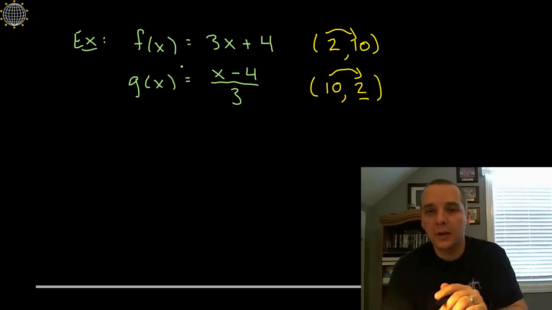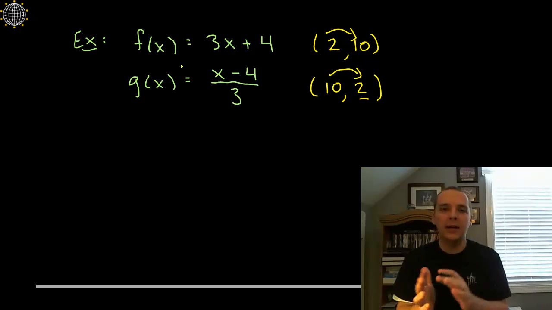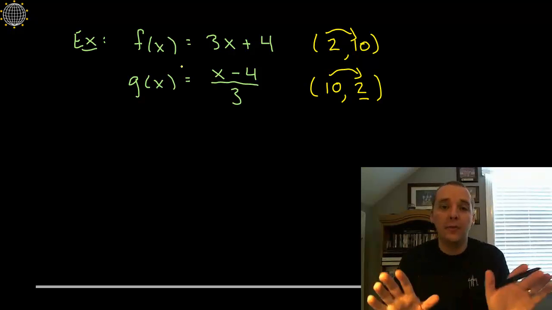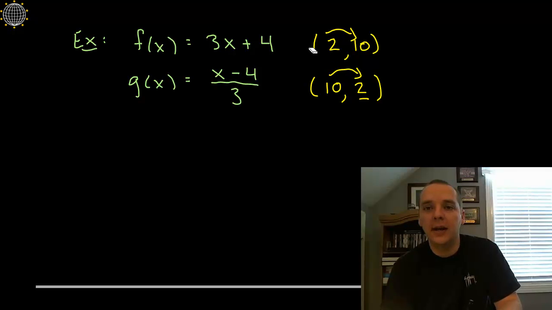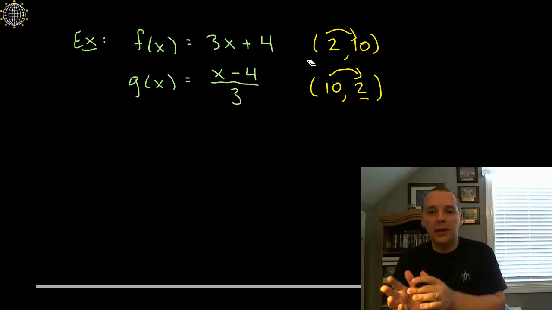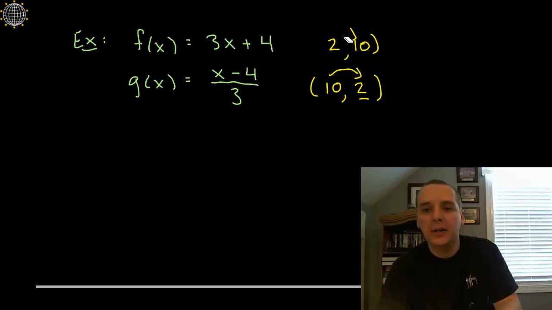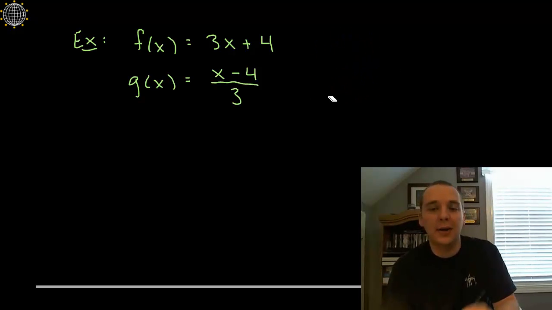Hopefully you said, no, that's not enough, because this forwards backwards idea has to work for every ordered pair on the function. And there's no way we could possibly test all of them. It's just impossible. There's too many x values. We would have to plug in to one function and then take that result and plug in the other. So I need to do it in a more algebraic nature. So I think they're inverses, but that's not quite good enough.